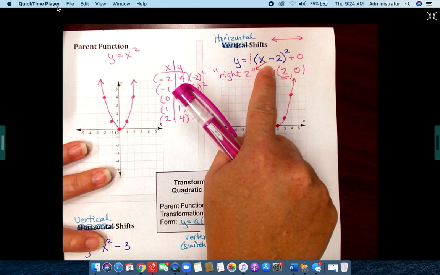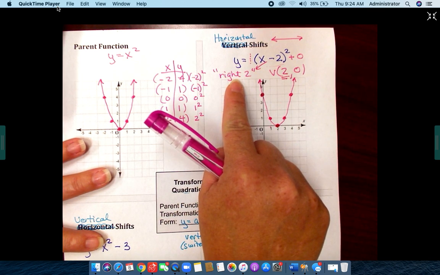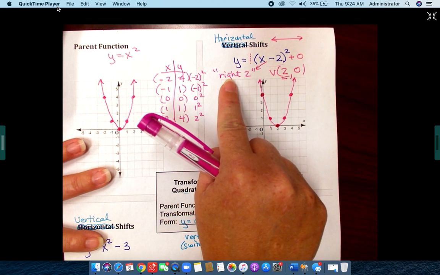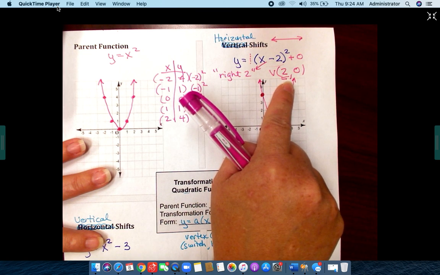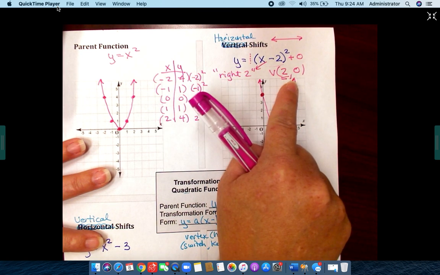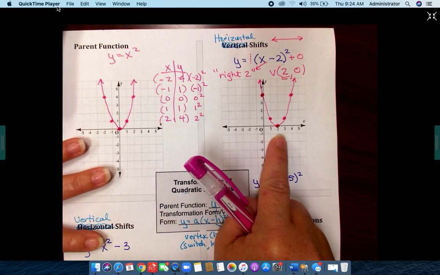So remember, whatever's in parentheses is the opposite of what we see. If we see a -2, it really means the h value is a +2 for our vertex (h, k), so it's going to make us shift right 2.